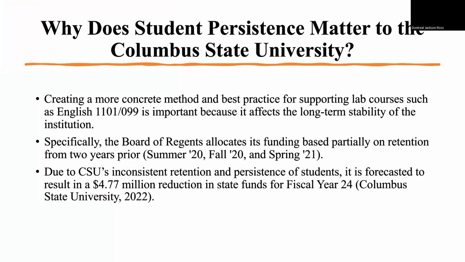Now, as I previously mentioned, why does student persistence matter to Columbus State University? Well, creating a more concrete method and best practice for support lab courses such as English 1101-099 is important because it affects long-term stability for the institution. Specifically, the Board of Regents allocates its funding based partially on retention from 2 years prior. So in this case, for summer of 2020, fall of 2020, and also spring of 2021.